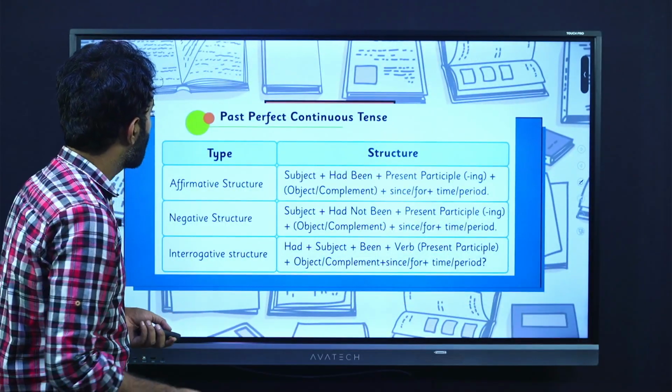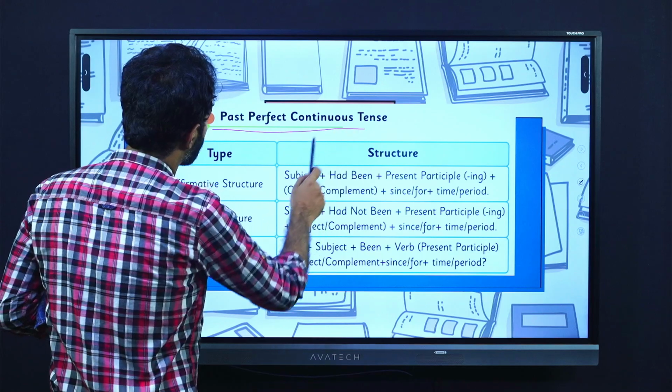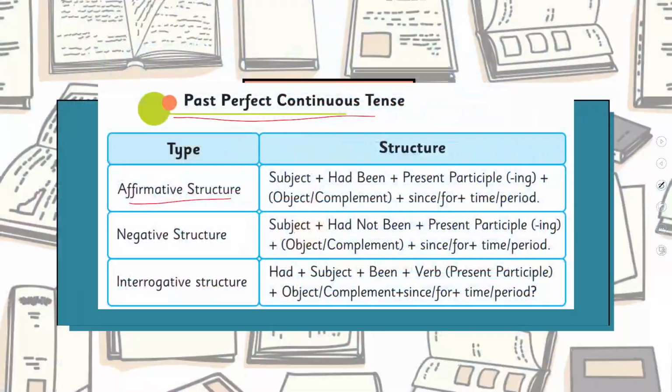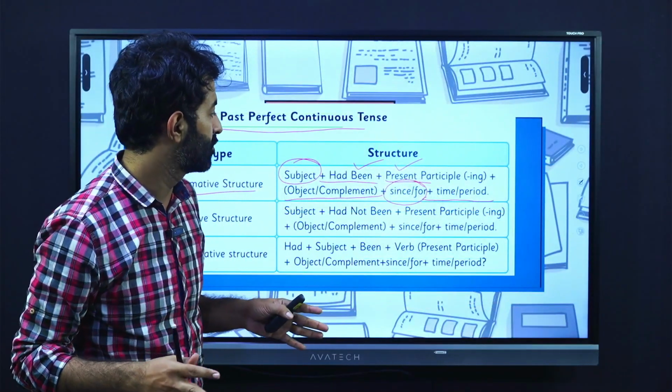Okay, let's talk about past perfect continuous. Here you will go with your subject had been. क्या addition है? Been का plus your present participle, not past, present participle, and then you're going to tell since, for और and your time period. कब से हो रहा है, कब से हो रहा था, etc.